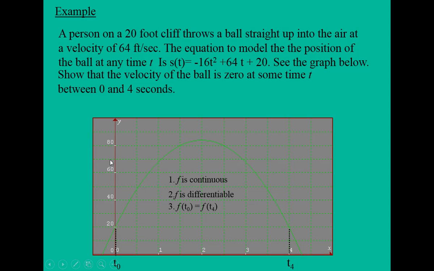So we should be able to make a conclusion. Since these three criteria, the hypotheses, are satisfied, we need to have a value of c such that f prime of c equals 0. Well, what does f prime of c represent? This is the function s of t. s prime of t would represent the derivative of the function. So that would give us our velocity. So we can see the velocity must equal 0 between 0 and 4 seconds.